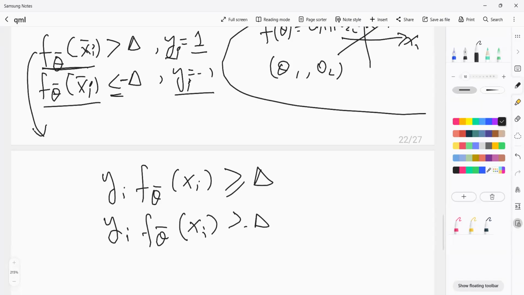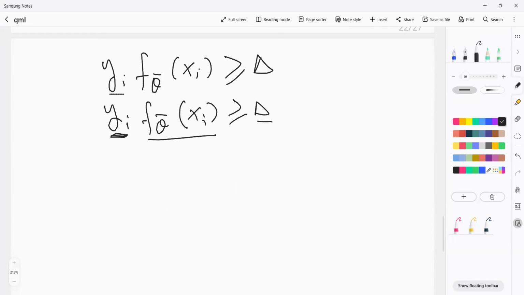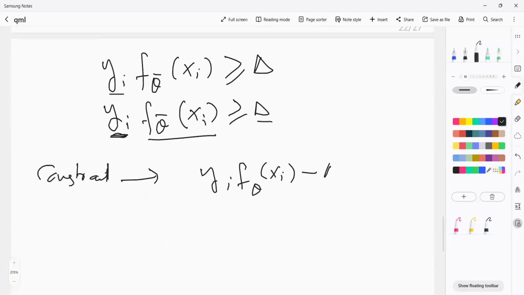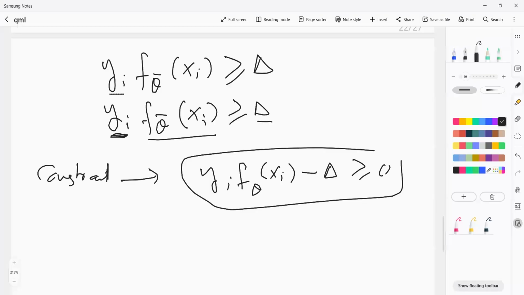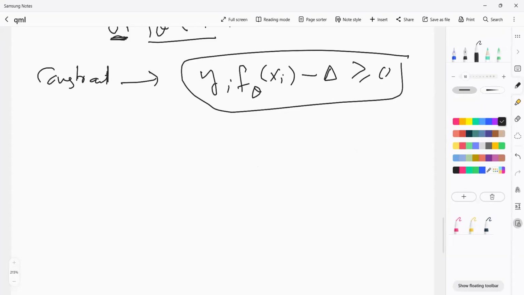So it means that for both types of points, whether yi is minus or plus, the product of yi and this thing should be greater than delta, which means that the constraint for each point translates to yi f theta of xi minus delta should be this. So this is sort of a constrained optimization. The bigger this is than delta, the better it is. So it means the cost function is now something like this.